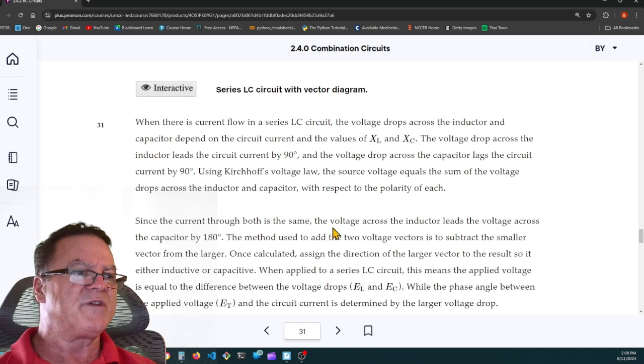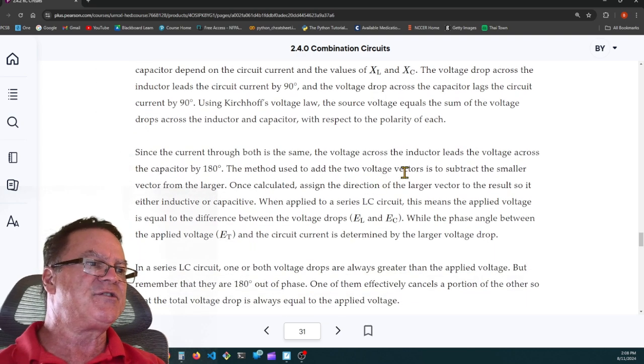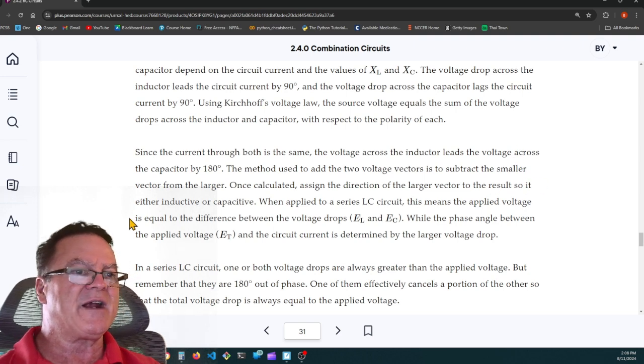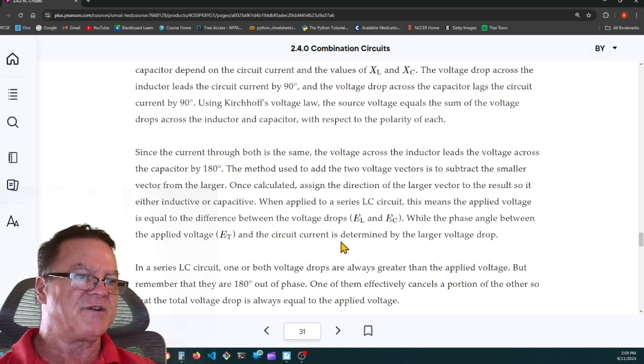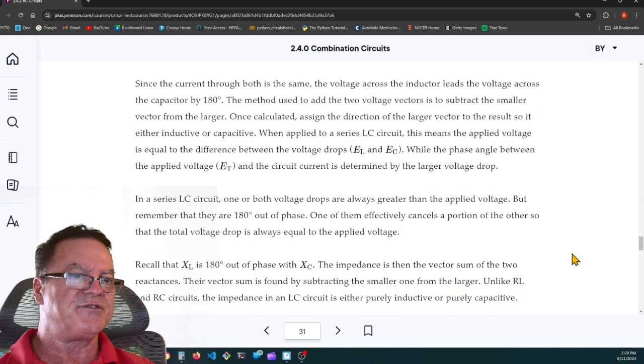Since current through both is the same, the voltage across the inductor leads the voltage across the capacitor by 180 degrees. The method used to add the two voltage vectors is to subtract the smaller vector from the larger. Once calculated, assign the direction of the larger vector to the result, so it's either inductive or capacitive. When applied to a series LC circuit, this means the applied voltage is equal to the difference between the voltage drops EL and EC, while the phase angle between the applied voltage ET and the circuit current is determined by the larger voltage drop.